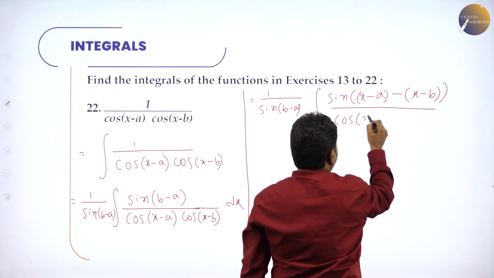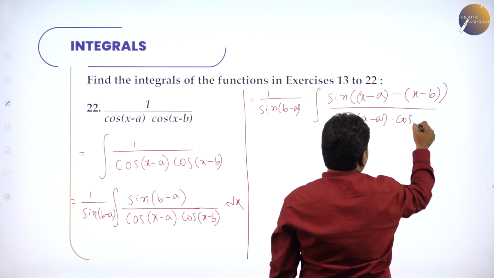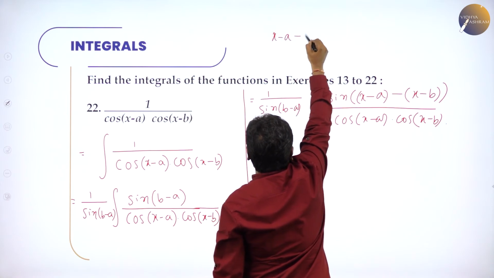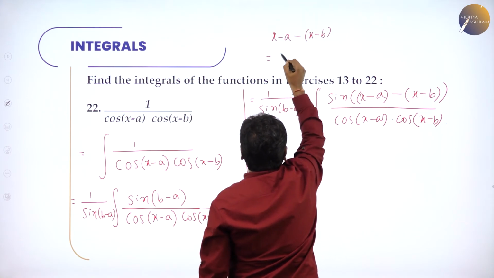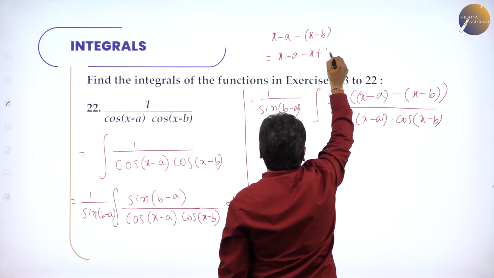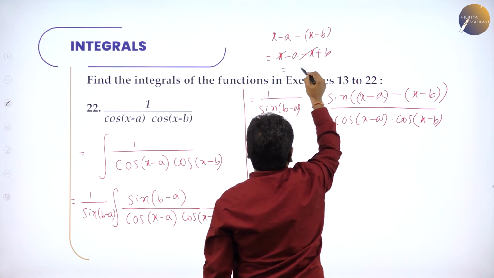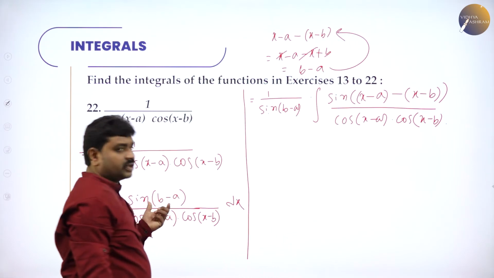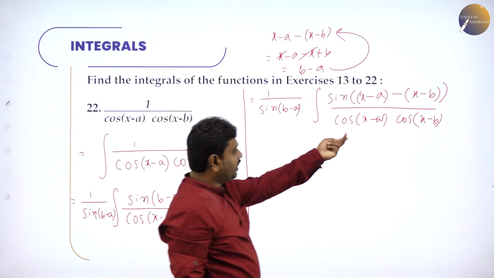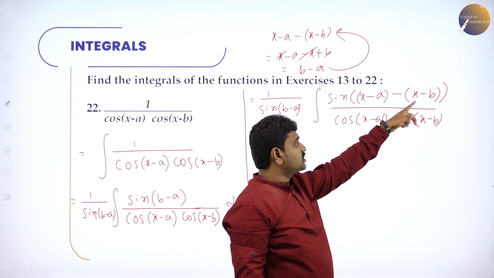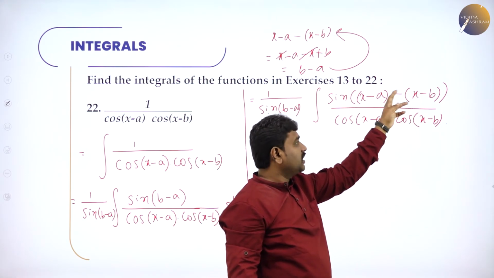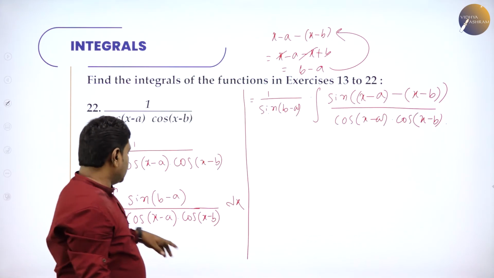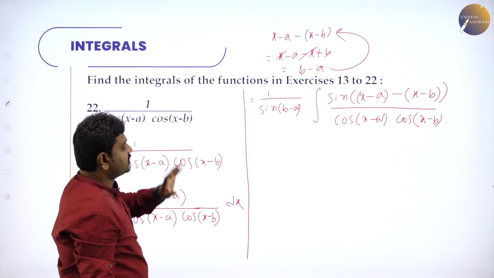Cos of x minus a into cos of x minus b. Very interesting. See here, I wrote x minus a minus x minus b. If you expand this, what will you get? x minus a minus x plus b. Do you agree? So minus x plus x cancels, minus a, it will be b minus a. So instead of b minus a, I am writing it like this. We had b minus a. Instead of b minus a, I am writing in the factors of the denominator. x minus a minus x minus b. If you open the brackets, x cancels. Minus of minus b becomes plus b. It will become b minus a again.